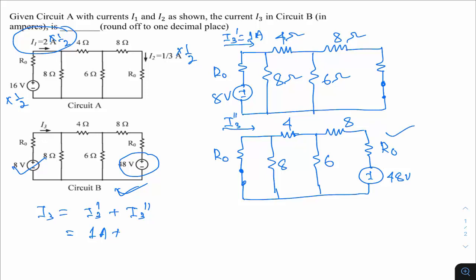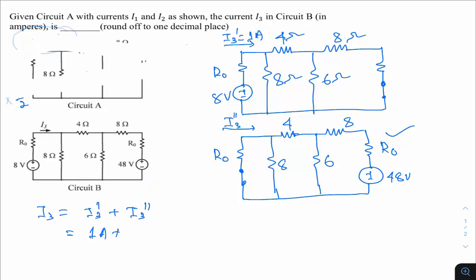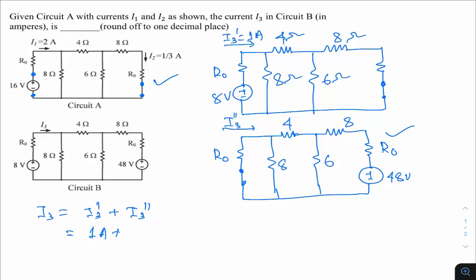Now the next task is, how do I get I3 double dash? I mean with respect to these circuits. So the idea in this case will be something like this. Let me use the reciprocity theorem in the first circuit. So what is the reciprocity theorem? The excitation is the 16 volts, and this current is the response. So what does the reciprocity theorem say? If we interchange the position of the excitation and the response, the ratio remains the same.